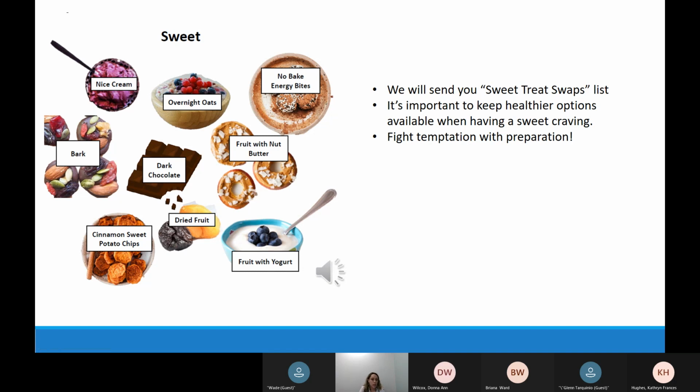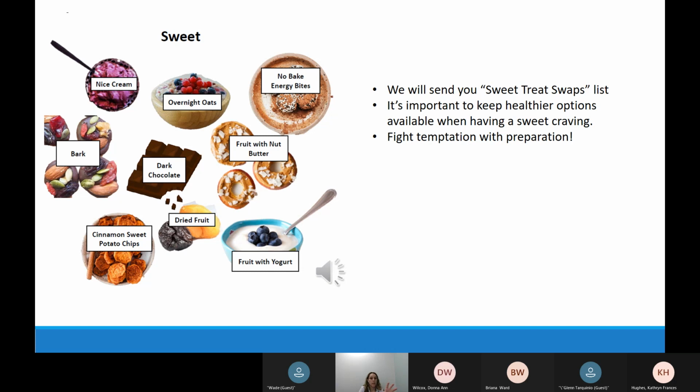We're also going to send you some added sweet swaps after today's group education session. So there's going to be packaged items on there as well as quick recipes, because often these quick cravings can come on and we're not going to turn around and say, let me go make a recipe all the time. So it's important to plan, right?